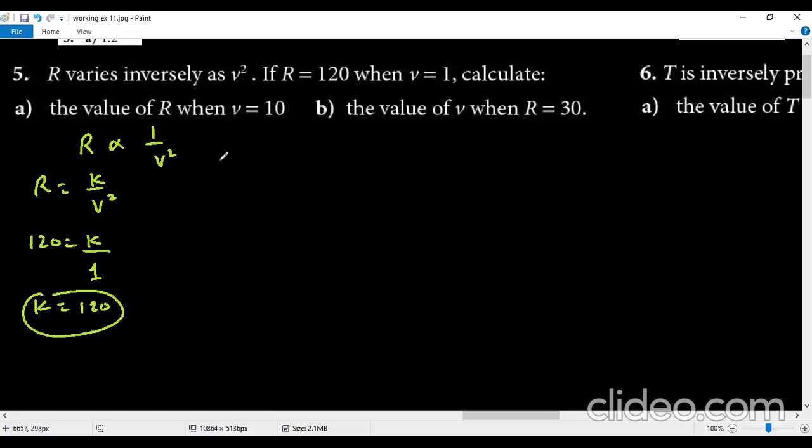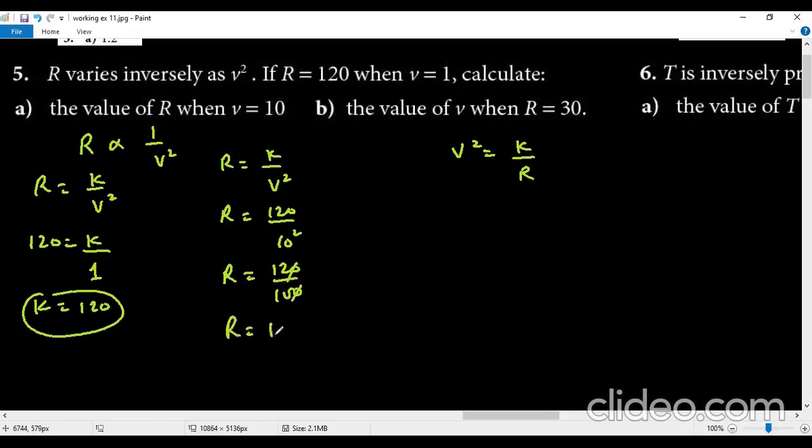Now we know the formula. R equals k over v square, and here v square equals k over r. In here v is 10. That means r is 120 divided by 10 square, which is r equals 120 over 100. So r will be equal to 1.2.